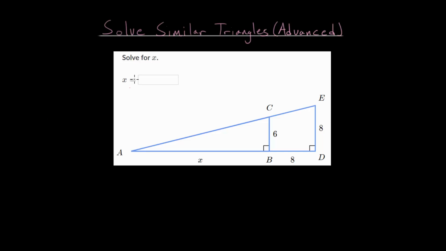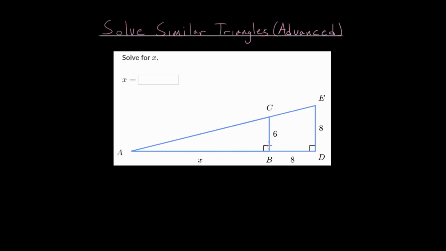In this video, I'd like to talk about solving similar triangles where the problems are slightly more advanced. With these problems, we're going to be finding some missing side length, in this case, x. And we're not explicitly told which triangles are similar, but we can figure this out, since notice we have this triangle ABC and this bigger triangle ADE.